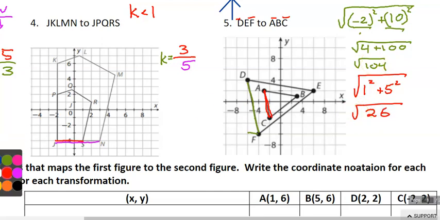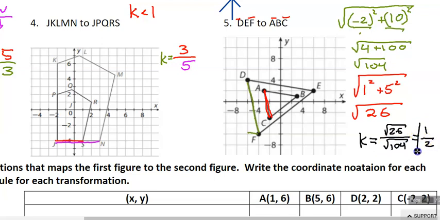And then we can find the k value, just like we did before, by taking the ratio of the new over the old. So the new is ABC, so that's going to be root 26. The old is going to be root 104. And if you just throw that into the calculator, it will come out to 1/2.